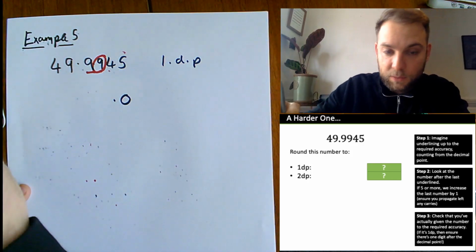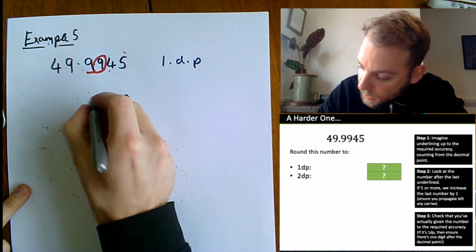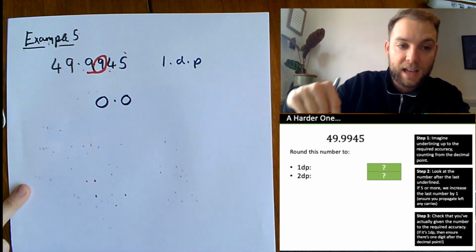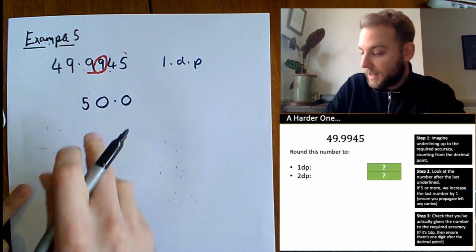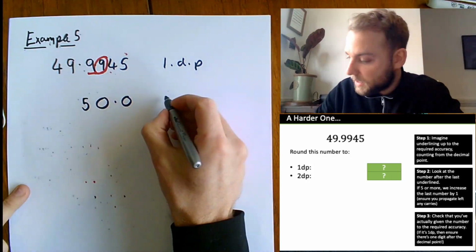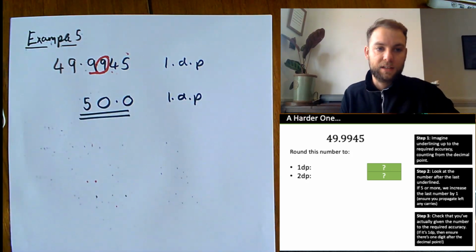add 1 to the next one. If I add 1 to this one, this is going to go from 9 to 10 as well. So this is also going to be a 0. And I need to add 1 to the next one. And then this one here, if I add 1 to this one, becomes 5. Now you still need this 0, and that's going to be to 1 decimal place. So that's the first one.